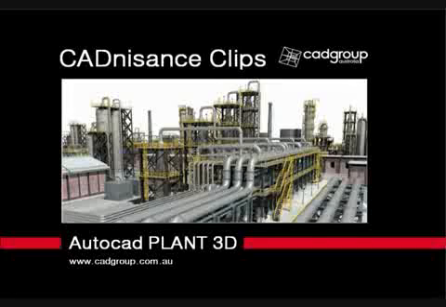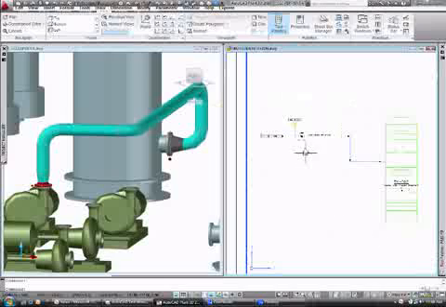This clip is going to highlight the process of validation between P&ID and piping 3D model. We have our P&ID open and we have our corresponding plant model open.